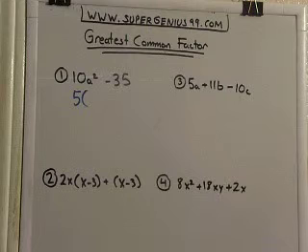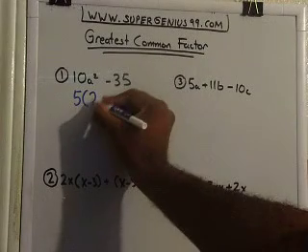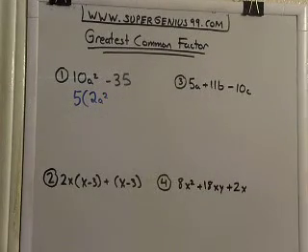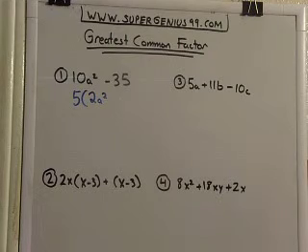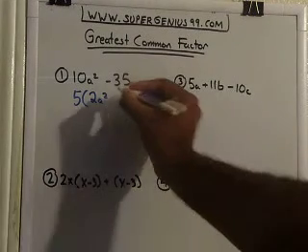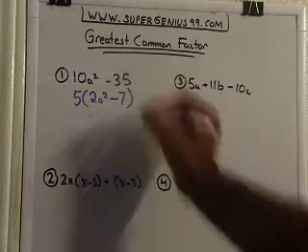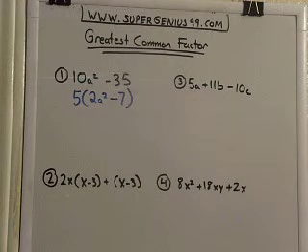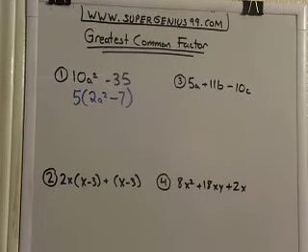Then on the inside of parentheses, I'm going to write what's left over, in other words, as if I divided both of those terms by 5. So 10a squared divided by 5 leaves me 2a squared, and negative 35 divided by 5 gives you negative 7. And that's your answer.